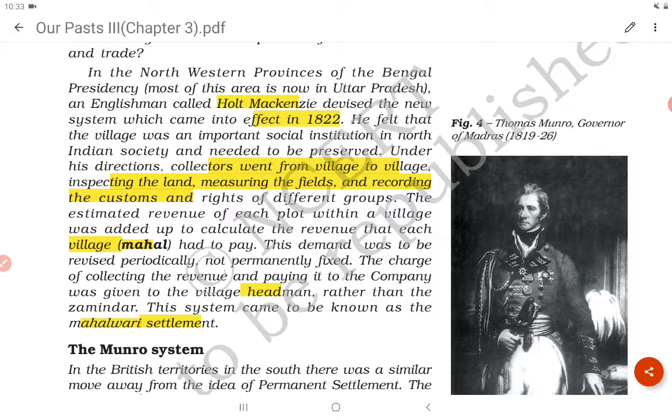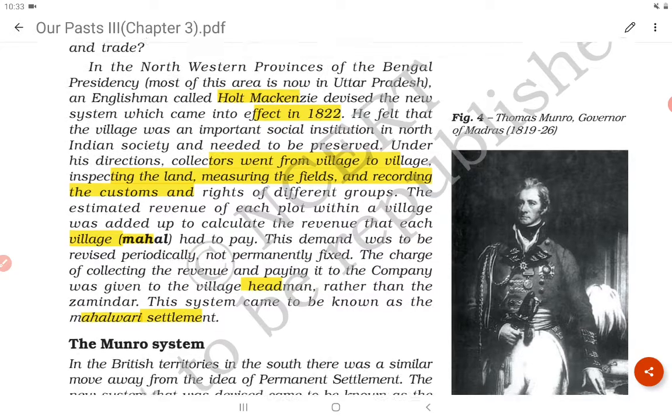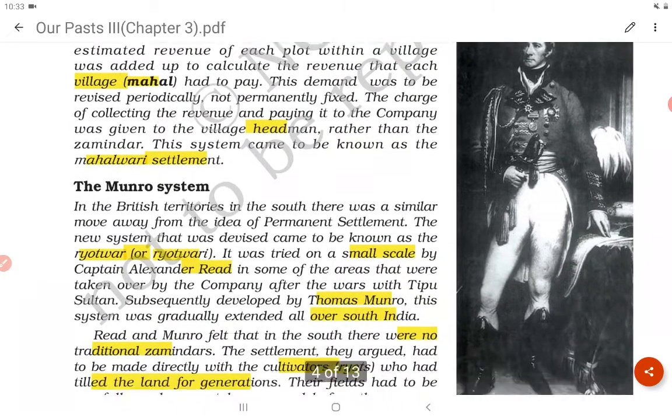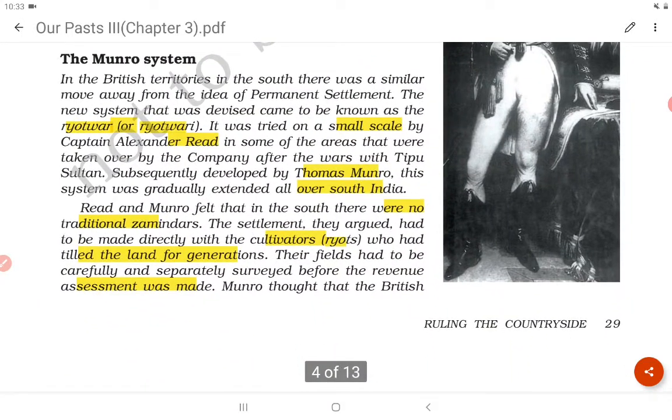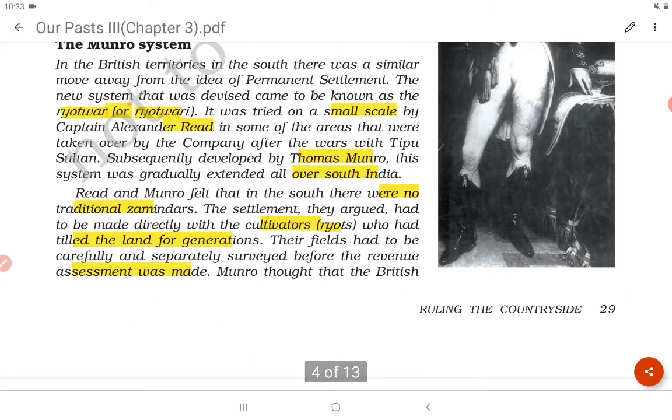The charge of collecting the revenue and paying it to the company was given to the village headman rather than the Zamindar, and this system came to be known as the Mahalwari Settlement. So the next one is the Ryotwari Settlement.